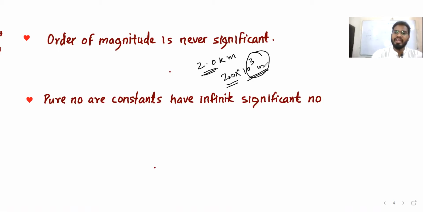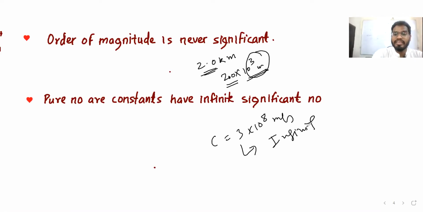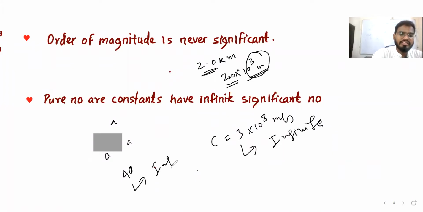Pure constants have infinite significance. Example, 3 into 10 to the power of 8 meter per second. Here, what is the significance? Infinite. That value they calculated, right? You cannot say how much there is. Another example: the side of a square, or the perimeter of a square, 4a. So we can see a plus a, 4a only, right? Here also you cannot say the value is significant. Here also infinite significant. So pure constants have infinite significant numbers.